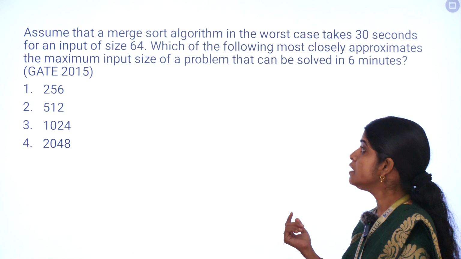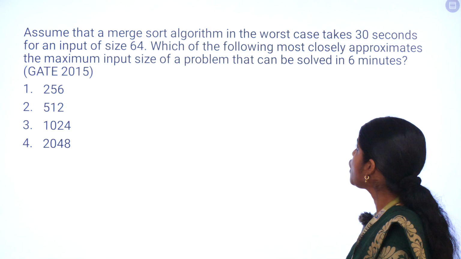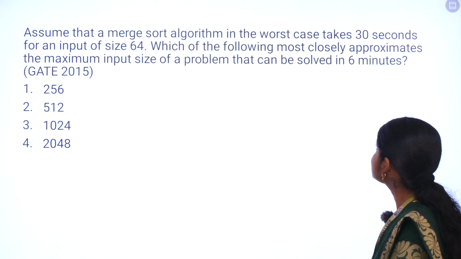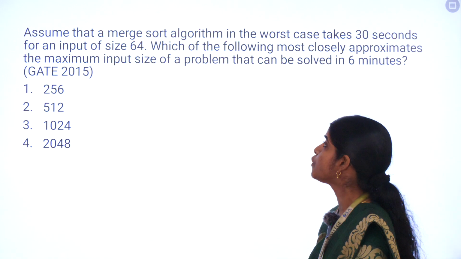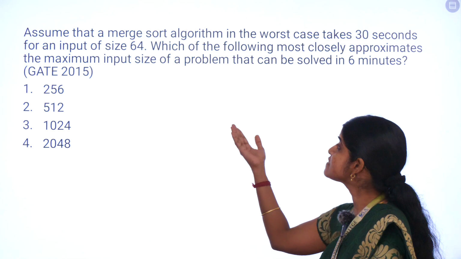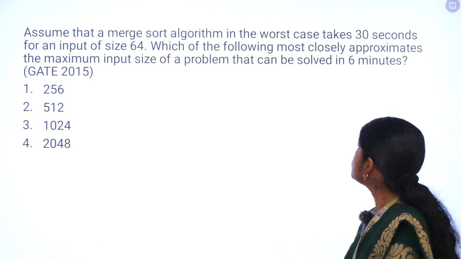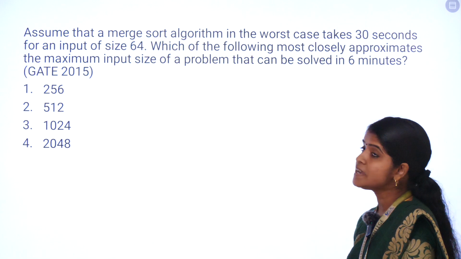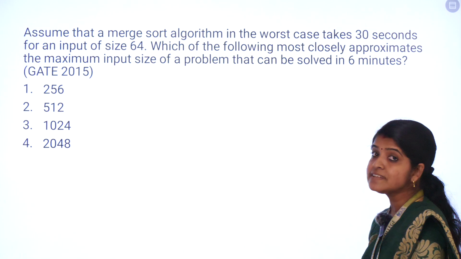So here is our GATE question. Assume that a merge sort algorithm in the worst case takes 30 seconds for an input of size 64. So here the n value is 64. It takes 30 seconds. Which of the following most closely approximates the maximum input size of a problem that can be solved in 6 minutes?